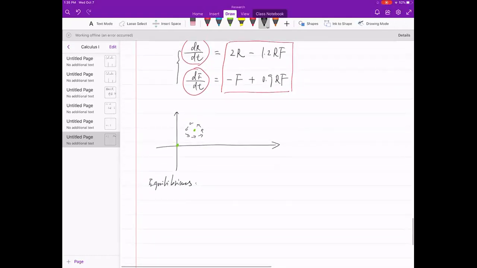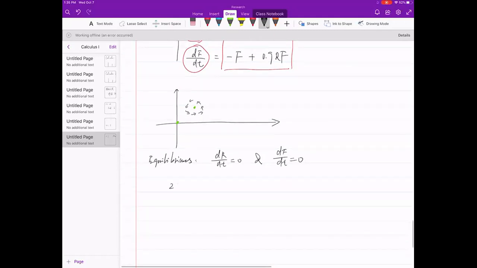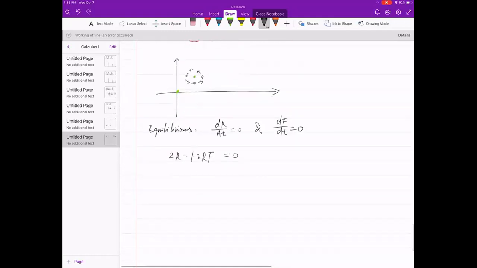How do you find them? Well, that's when things don't change. That must happen when dr over dt equals 0 and df over dt also equals 0. Therefore, you don't move. Therefore, you become an equilibrium. So all we need to do is just set this to be 0, and set this to be 0.